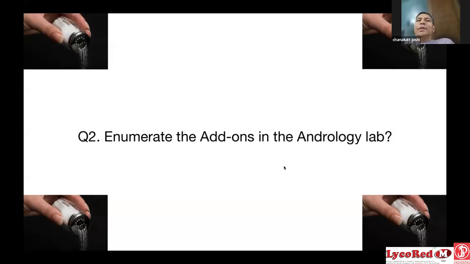Okay, so we'll move ahead to the second question. Enumerate the add-ons in the embryology lab. What kind of add-ons can we expect in an embryology setup? I think Dr. Ved, you are running an advanced embryology lab, so you can start.